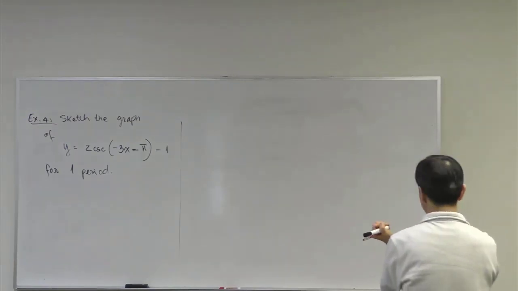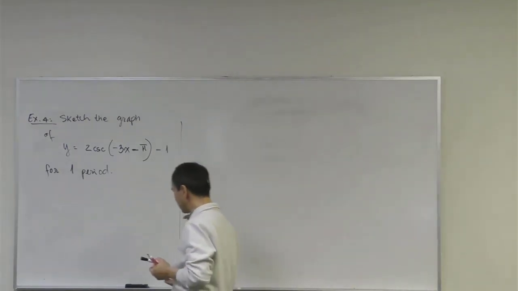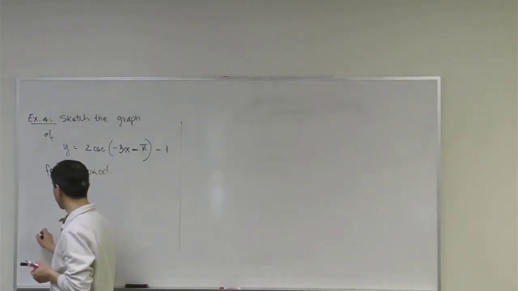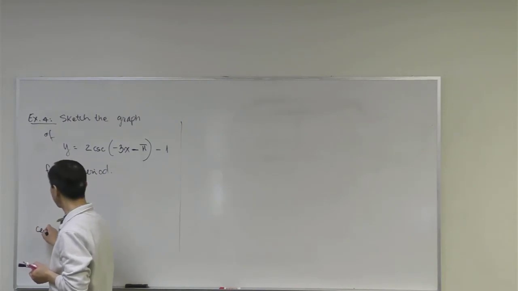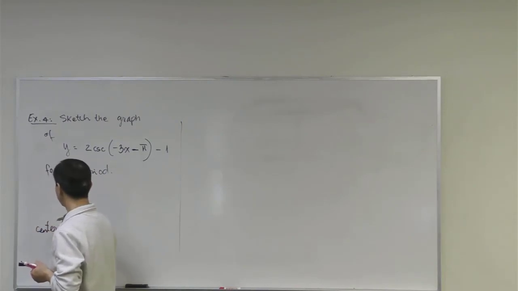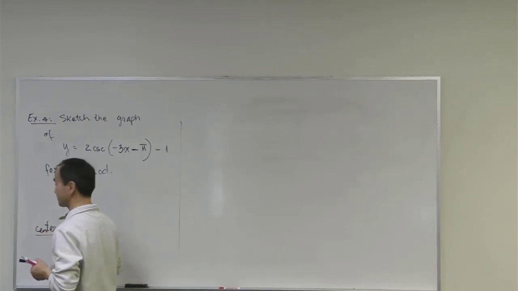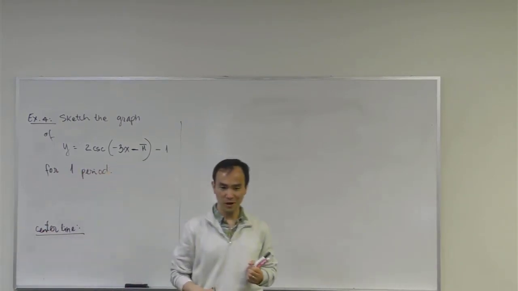Let's recognize what's easy with it. So the major feature, right? The main feature of our cosecant: there's a center line. There's another one. We can do this for quite some time.